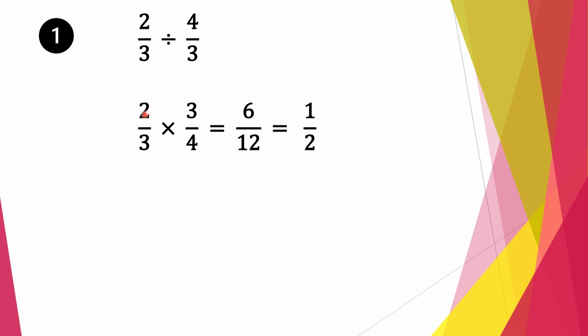We just times the numerator first, and then we times the denominators. So 2 times 3 is 6, 3 times 4 is 12. So both top and bottom is divisible by 6. 6 goes into 6 once, 12 goes into 6 twice. So our solution is a half.